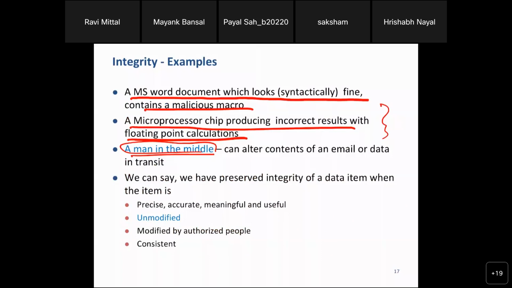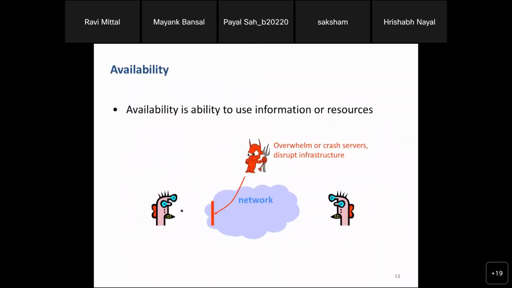All right. So we preserve the integrity of a data item when it's precise, accurate, meaningful, and useful, and most importantly, unmodified, and can only be modified by authorized people, right? Basically, when you are sending a message from one end to another end, its content should not change in between. Just think in these terms.